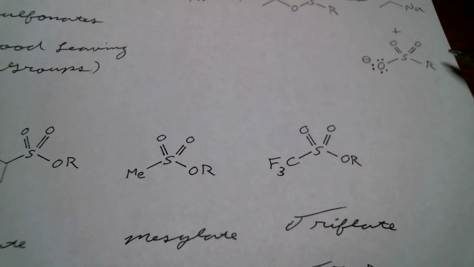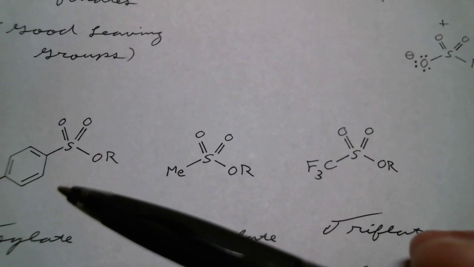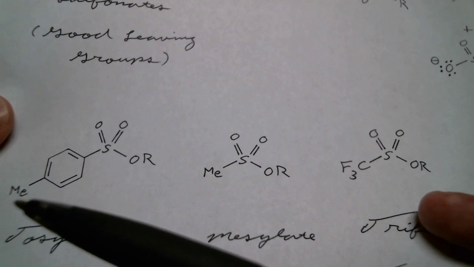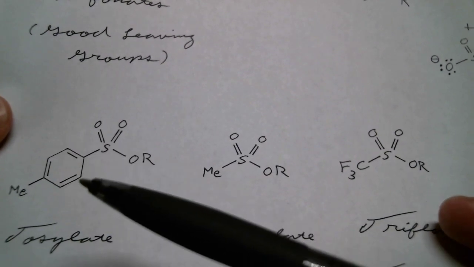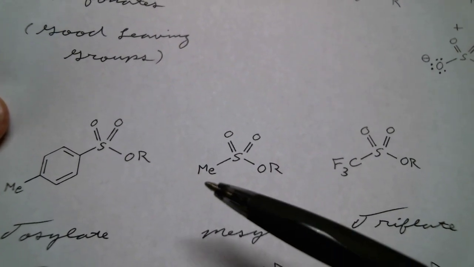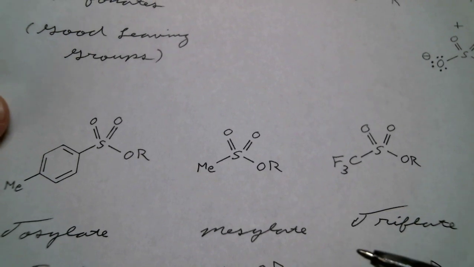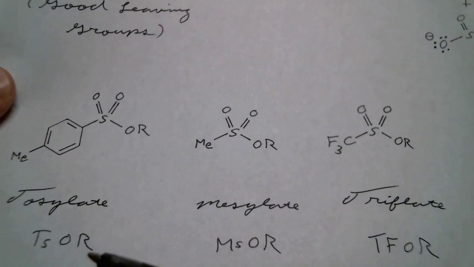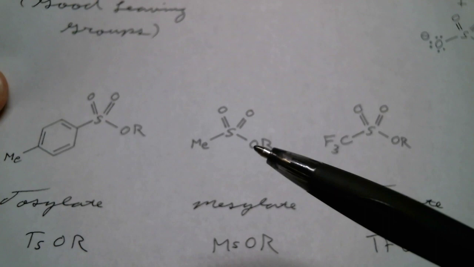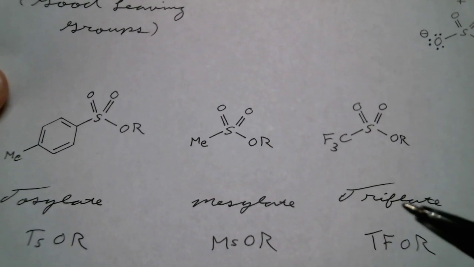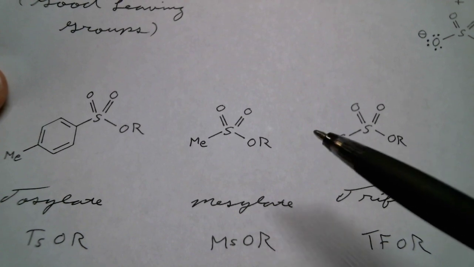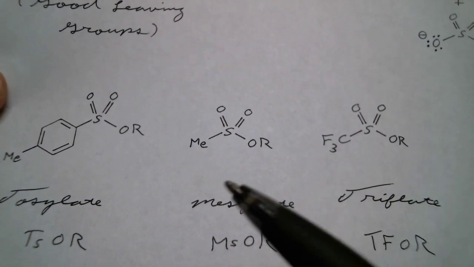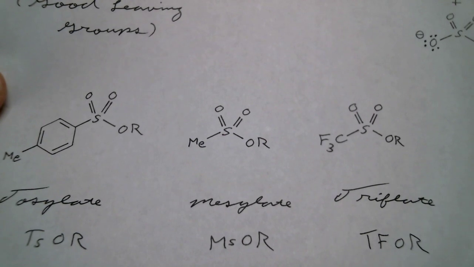What can those R groups on the sulfur be? Well, we could have tosylate, that's a para-methyl benzene ring. We could have a mesylate, so the R group is methyl attached directly to the sulfur, or we could have a triflate, so the R group is trifluoromethyl. We abbreviate the tosylate TsOR, we abbreviate the mesylate MsOR, and we abbreviate the triflate TfOR. So in addition to our three good halides, chloride, bromide, and iodide, we have these sulfonates as decent leaving groups.